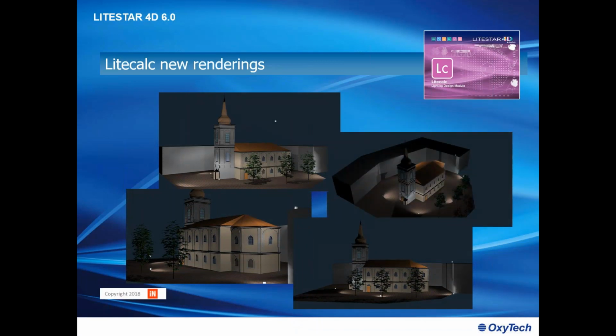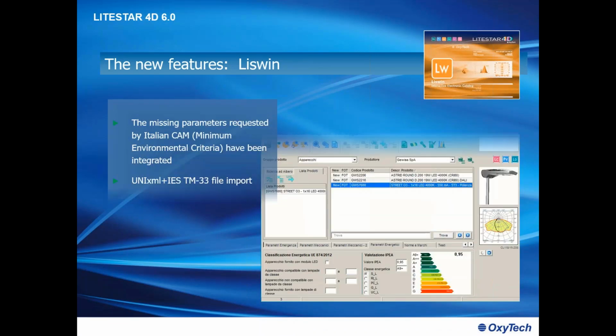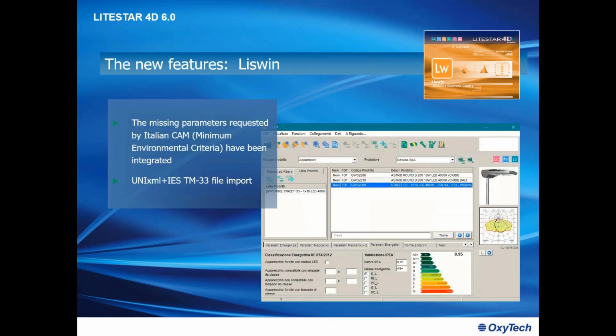Okay, let's come now to the Liswin. The Liswin is our interactive electronic catalog. It is the catalog managed locally. As I mentioned, with the UNI XML file, we have the opportunity to add the Italian CAM.